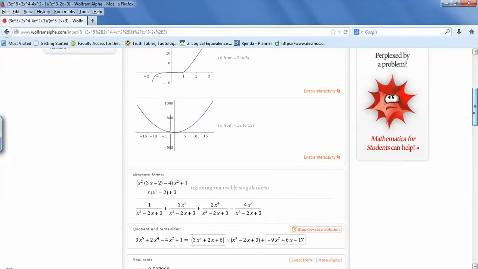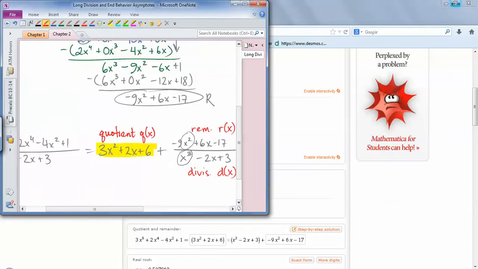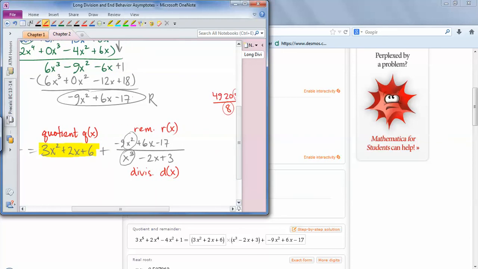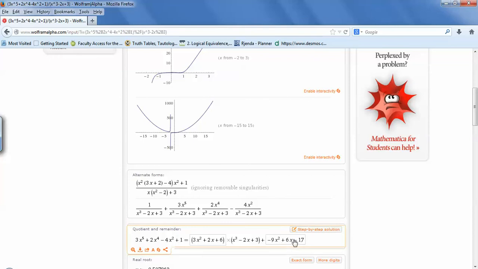But if I scroll down a little bit more, notice here it says quotient and remainder. And there in the box is our quotient that we found, right? 3x squared plus 2x plus 6. And right up here is the remainder that we found, and that is over here, negative 9x squared plus 6x plus 17.